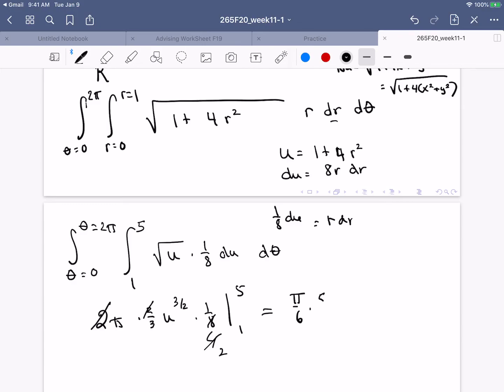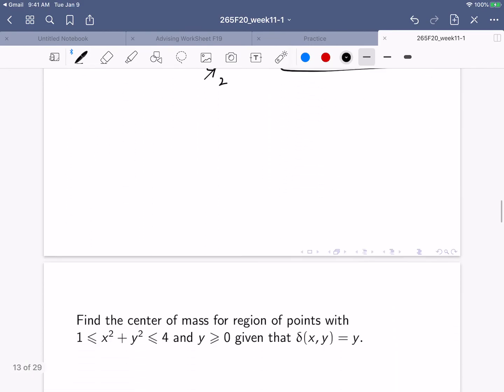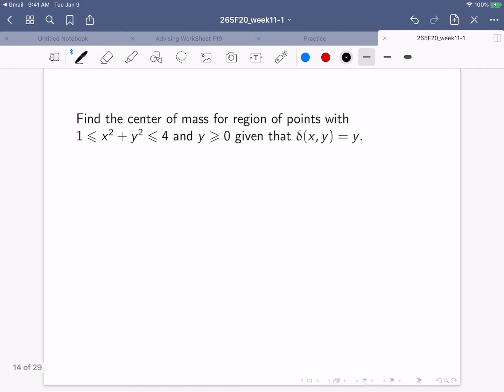Times 5 times the square root of 5 minus 1. And there's the area of our surface. Okay. All right, the next topic was then applications related to physics, applications of integration related to physics.